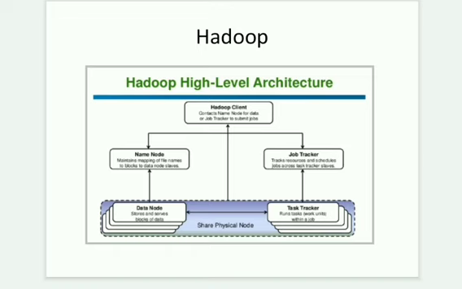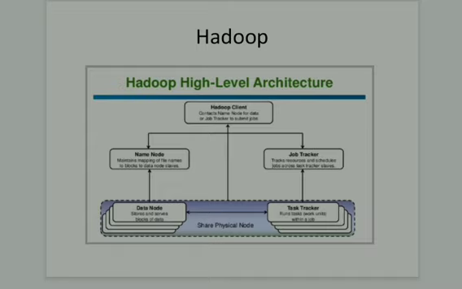Okay, now as you can see in your Hadoop architecture, a client is requesting some data from the name node and the job tracker. For example, it is requesting some data from the name node. Now what is this name node? A name node is nothing but a master node.